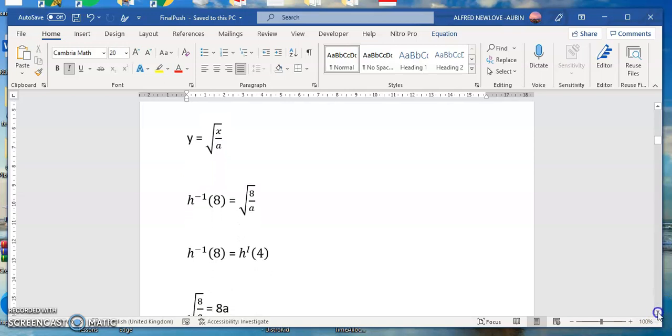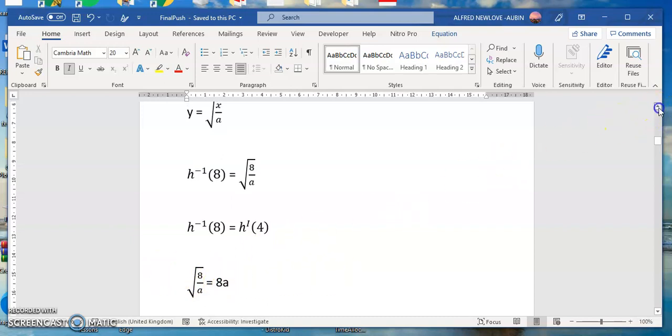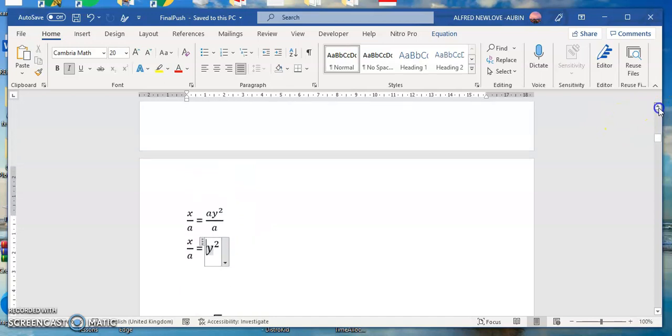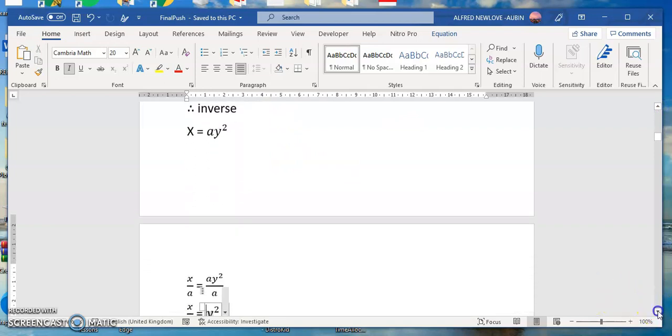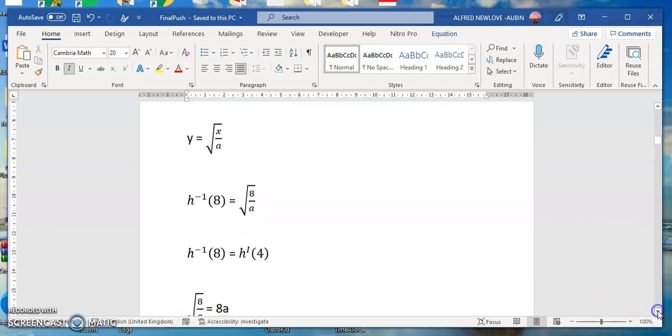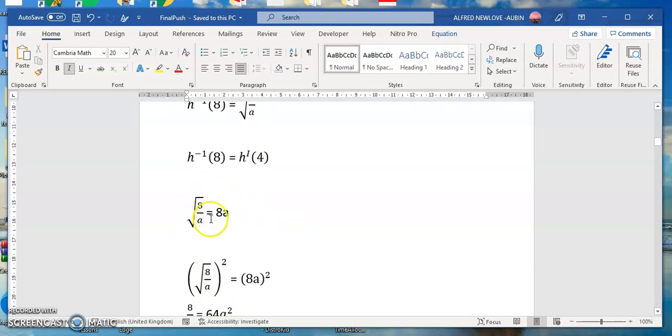Then what are we going to do? We equate the two because the inverse should be equal to the first derivative. So this inverse is equals to, our inverse is this, and our first derivative was also what? 8a. Remember, we found it here to be 8a. Alright, so since they are equal, what are we going to do? We equate these two. Then we need to get rid of the square root, so you square both sides.